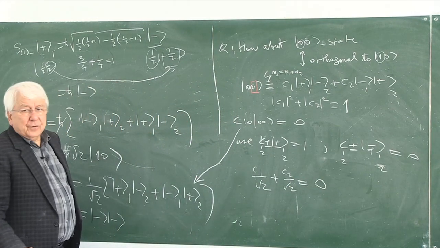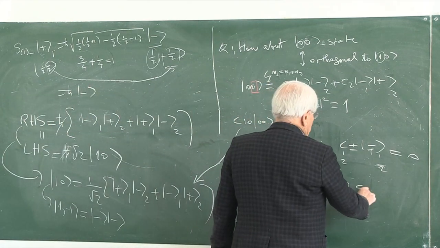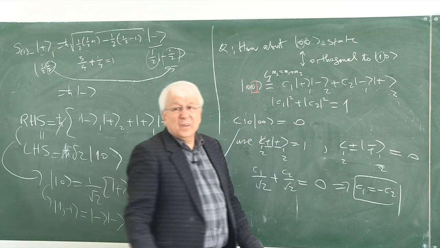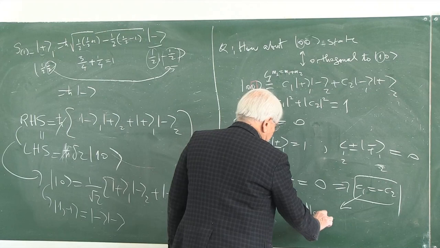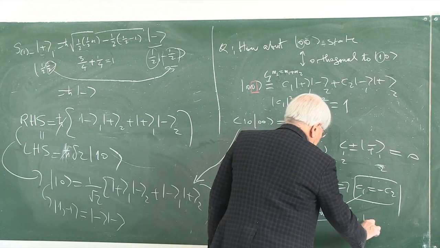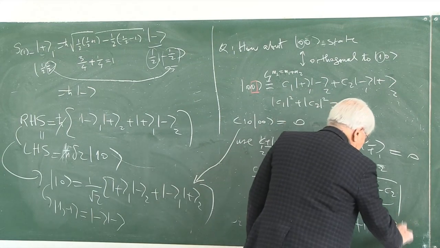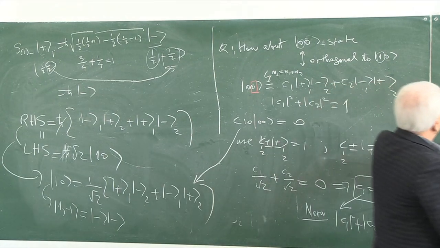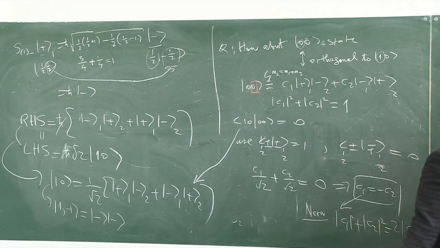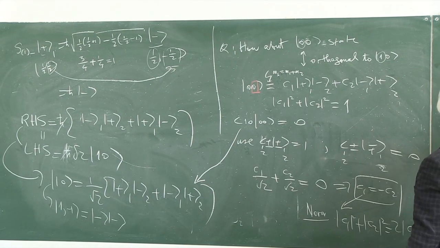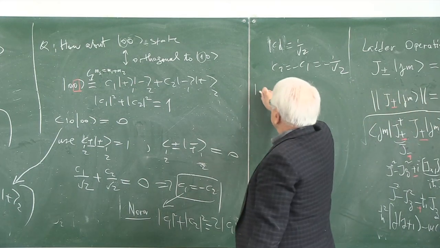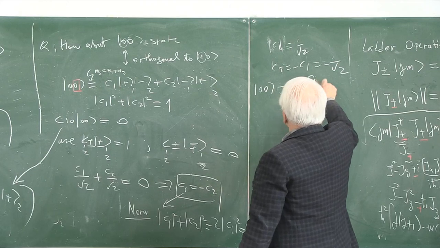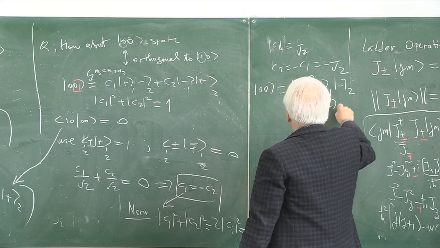So orthogonality is this condition. That is, C1 is equal to minus C2. And they need to be normalized. If I substitute it in the normalization, I get C1 mod squared plus C2 mod squared, which is twice C1 mod squared, is equal to 1. So C1 mod is 1 over square root of 2. Put a phase, C2 is minus C1, is minus 1 over square root of 2. Set the phase equal to 0. So I get finally |0,0> is 1 over square root of 2 times (|+1/2, -1/2> minus |-1/2, +1/2>).